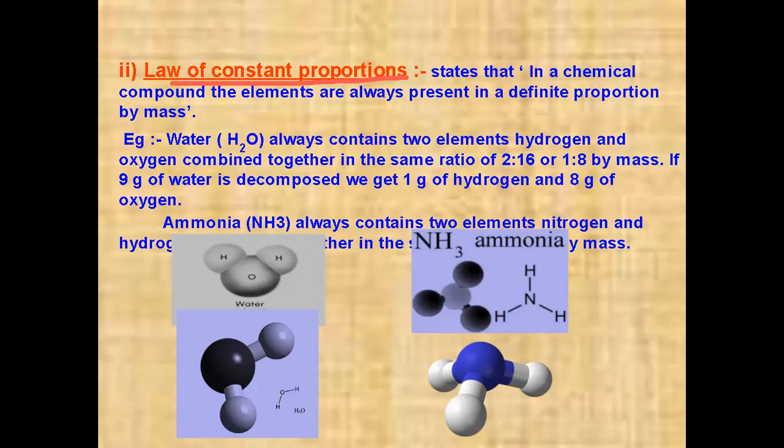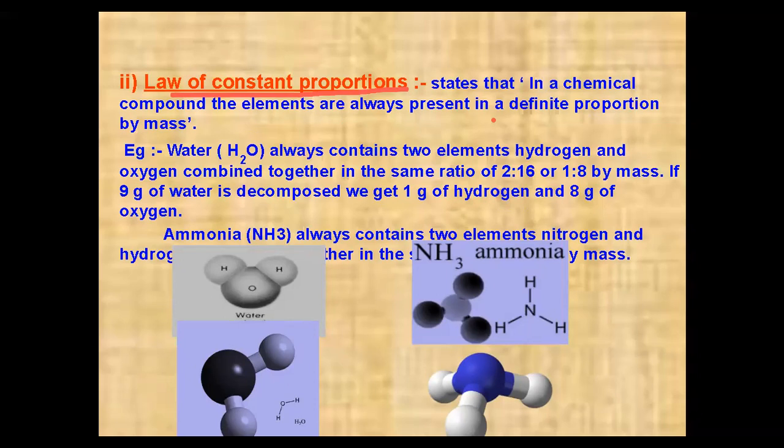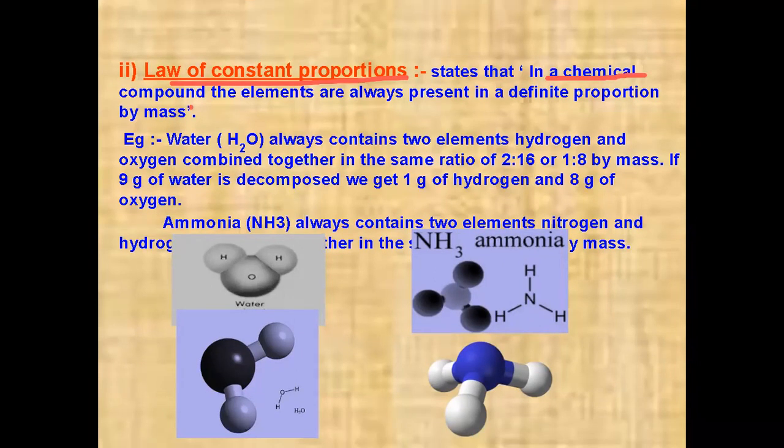So in the same way, law of constant proportion states that in a chemical compound, the elements are always present in a definite proportion by mass. Example, water always contains two elements, hydrogen and oxygen, combined together in the same ratio of 1:8 by mass. 9 gram of water is decomposed when we get 1 gram of hydrogen and 8 gram of oxygen. So the law of constant proportion is very easy, and please do remember the definitions because they play a very major role in chemistry.